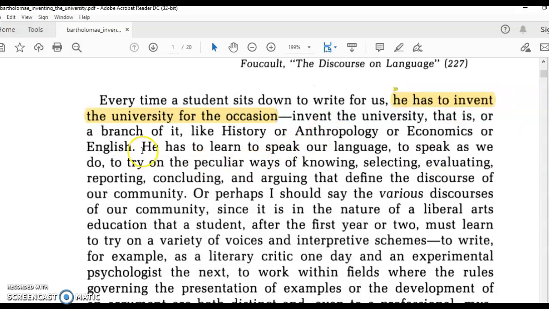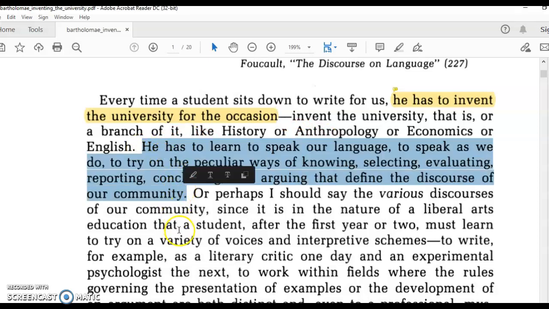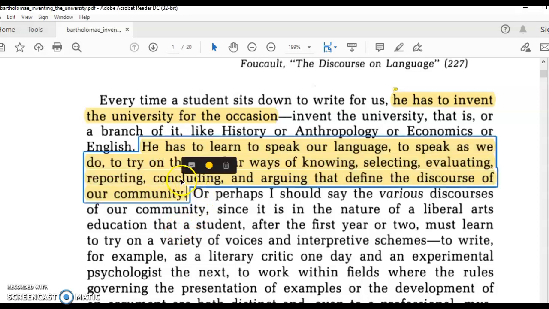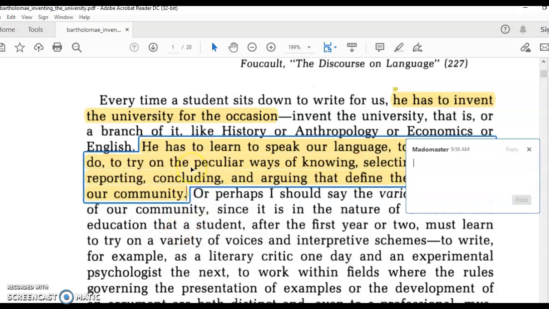To continue, he has to learn to speak our language, to speak as we do, to try on the peculiar ways of knowing, selecting, evaluating, reporting, concluding, and arguing that define the discourse of our community. Oh, well, Bartholomew is defining what he means by inventing the university here. Since he's providing us with a definition, I'm going to highlight this and make a note.